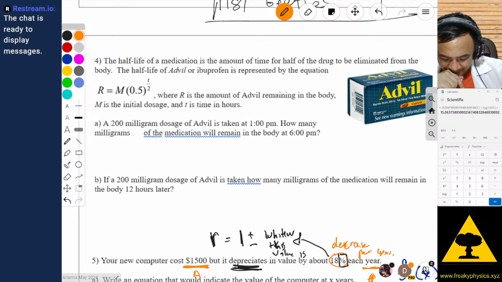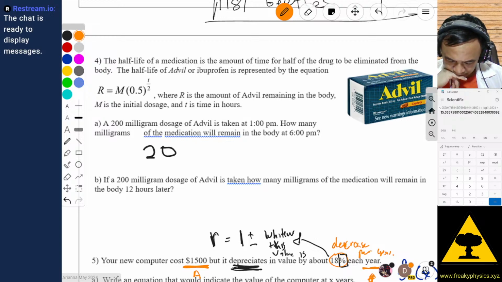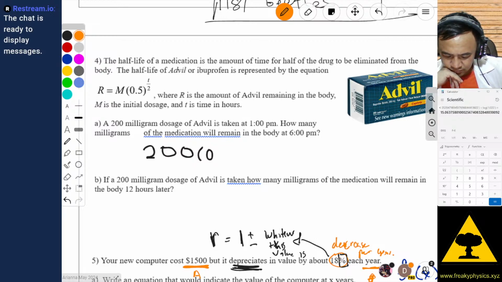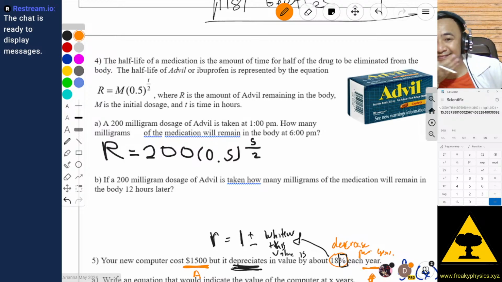So at 200 milligrams, I'm guessing that's going to be M. A dosage of Advil taken at 1 p.m. How many milligrams of medication will remain in the body at 6? So 0.5. The time span between is 5. So it would be 5 divided by 2. Correct. And then we're going to find R. So 200, 0.5.